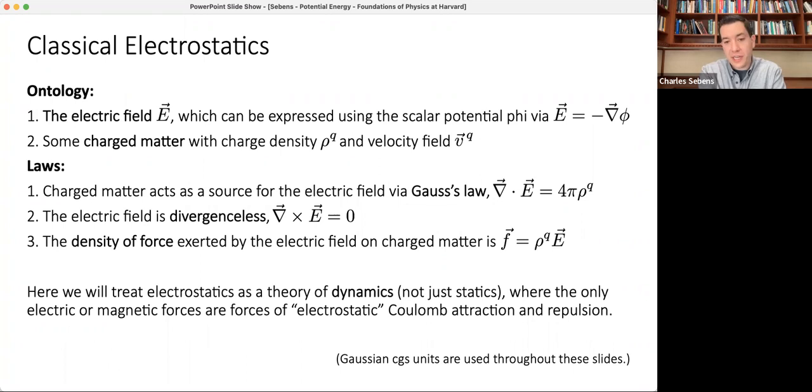For point charges, it would be F equals QE, but for charge distribution, you have a little f for a force density, you have rho for a charge density, and then the electric field E. Okay, so these would be laws for electrostatics.